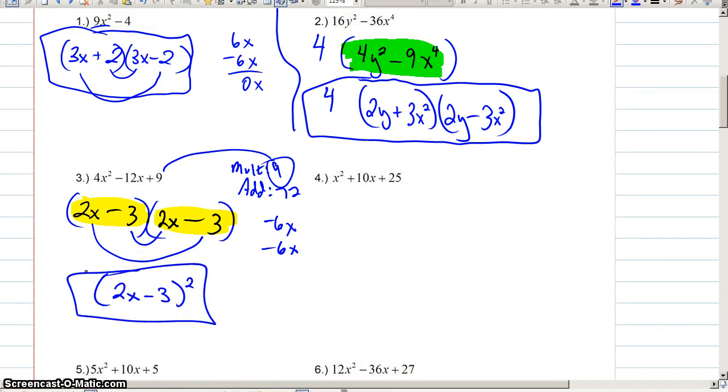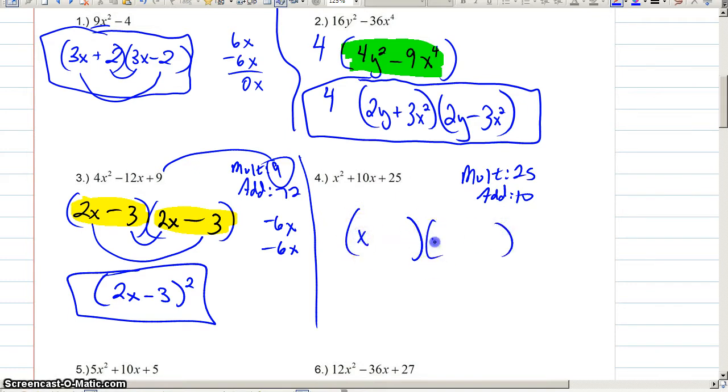Likewise, we come over here to number 4. And there is no common factor to divide out. We're looking to multiply to 25. We're thinking about adding up to a 10. And, just getting started here very, very fast. Of course, we'll have an x and an x. Multiplying to 25, why not try 5 and 5, especially because we know that these factors very well could repeat.